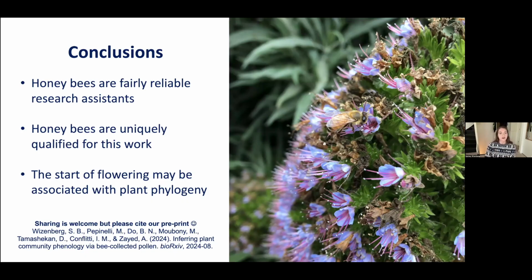We also saw that honeybees are uniquely qualified for this work. So the colony level effect was not very strong, which is really good news, taking into consideration colony turnover between years of monitoring. And also that they really are super generalists. I don't throw that word around loosely, but we've done a lot of work using pollen metabarcoding on pollen collected by bees and consistently see that they're foraging on a lot of plant species all the time. So they're really good at surveying communities of flowering plants. We also saw that the start of flowering may be associated with plant phylogeny. This is some early evidence of this, but we can't draw any major conclusions yet based off of this single project.